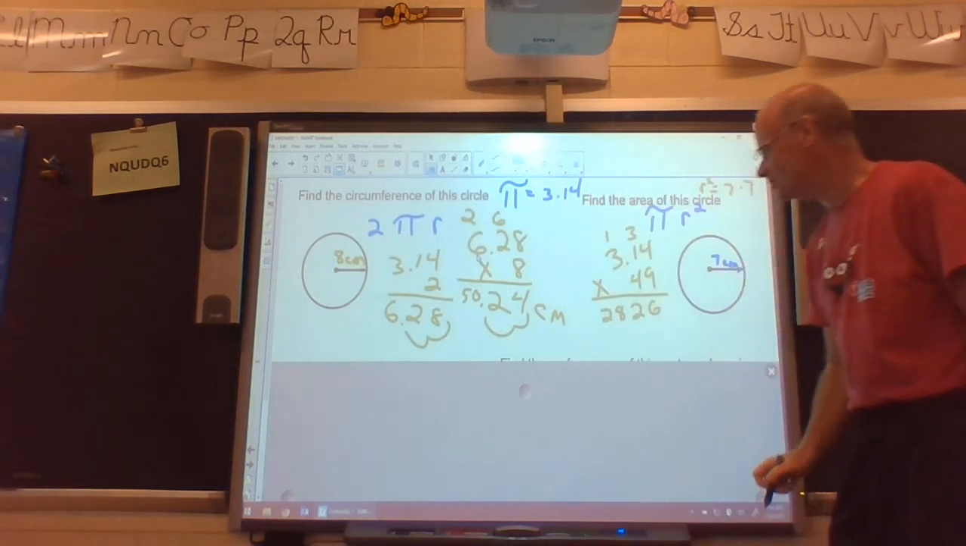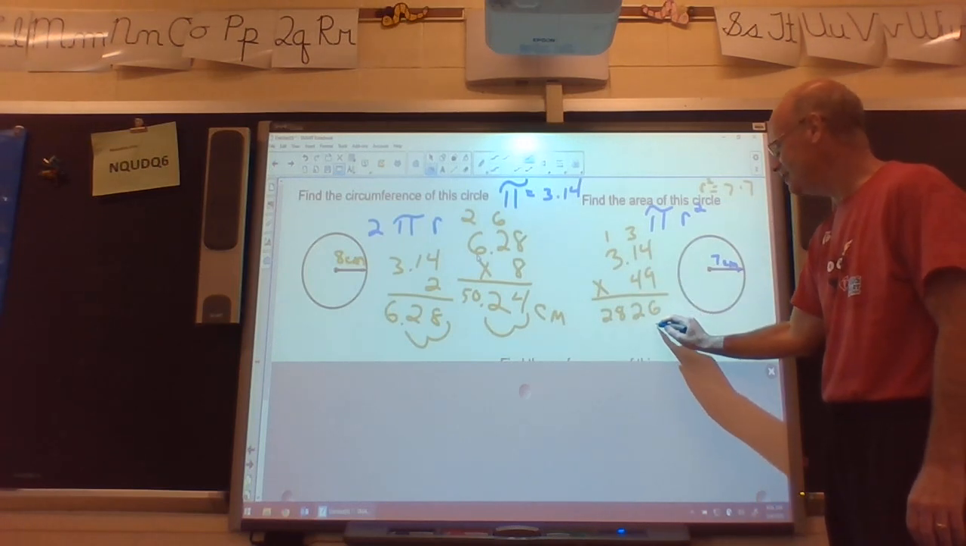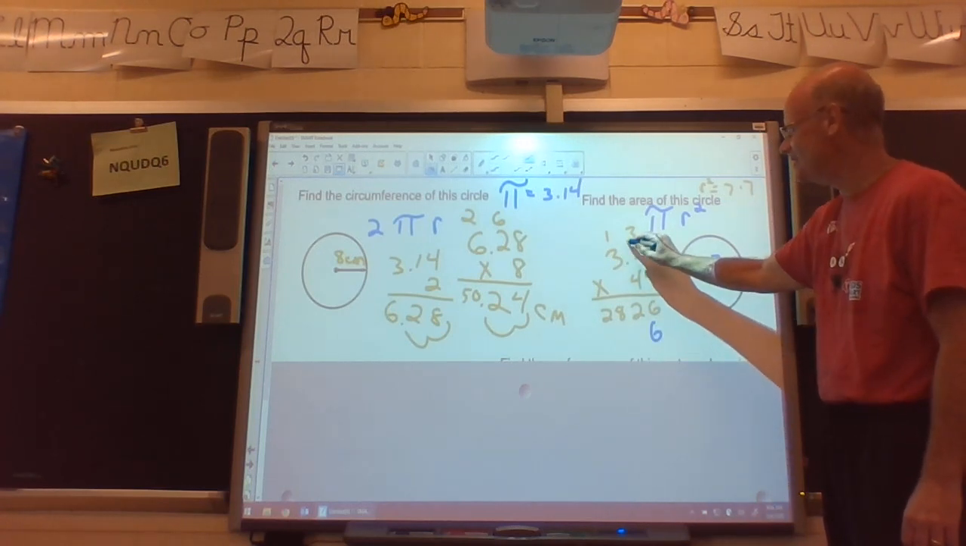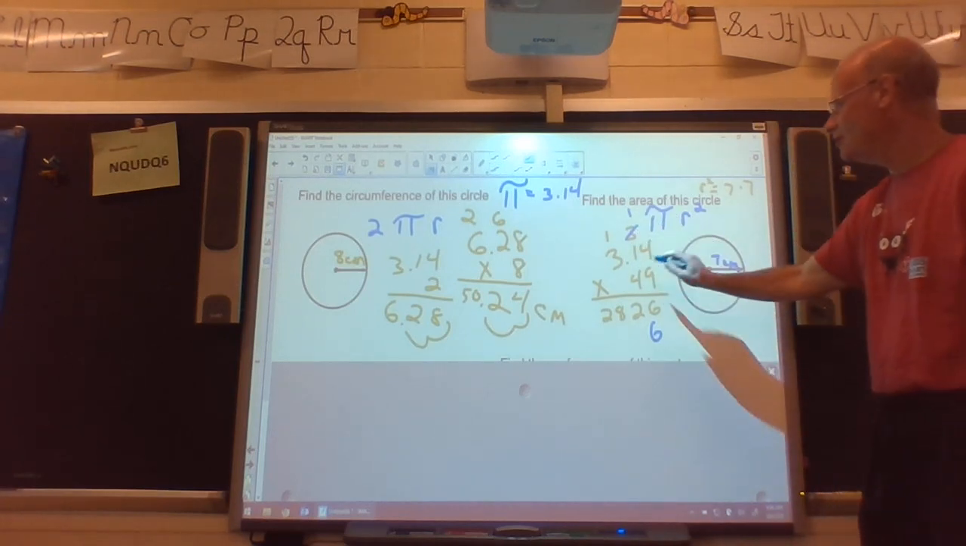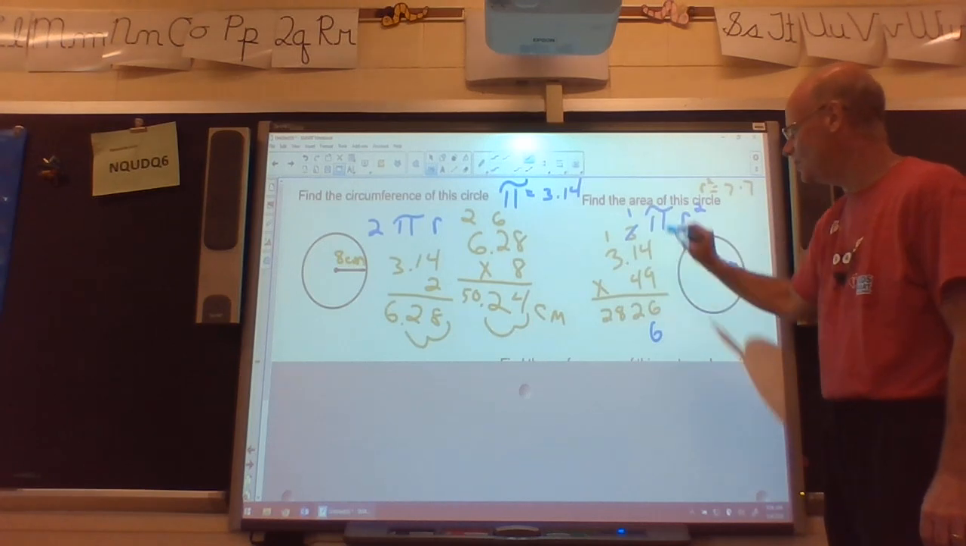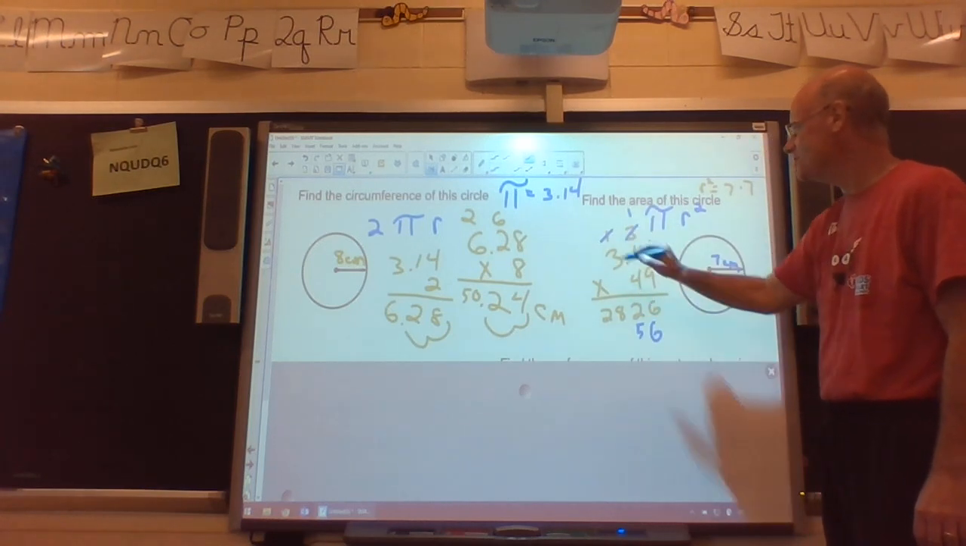I'm going to change colors so you can see that I have to have a second row. I have 4 times 4 is 16. Put down my 1s, carry my 10s. I'm going to put a line through that 3 because I used it already, and carry my 1. 4 times 1 is 4, plus 1 is 5. I've already used this, so I'm going to put a line through it.